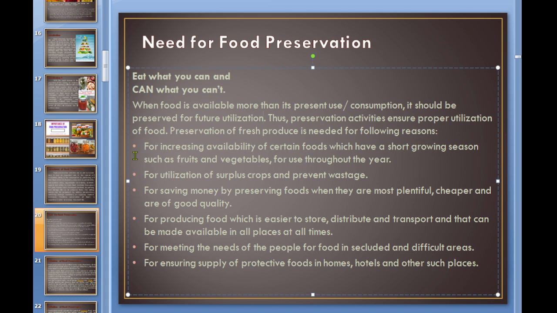Number one, we have it here. For increasing availability of certain foods which have a short growing season, such as fruits and vegetables, for use throughout the year. Those seasonal foods need to be preserved for times when those foods are not available, so we can still taste them even if it is not their season.